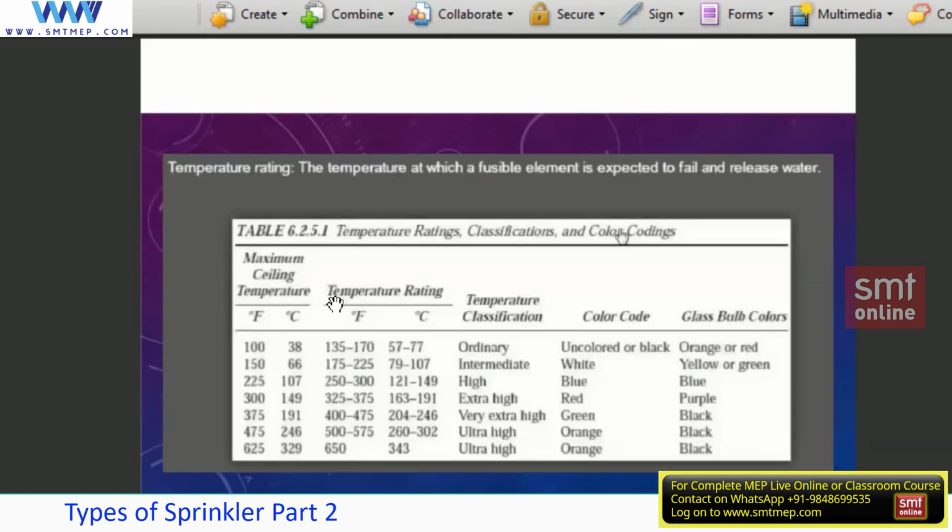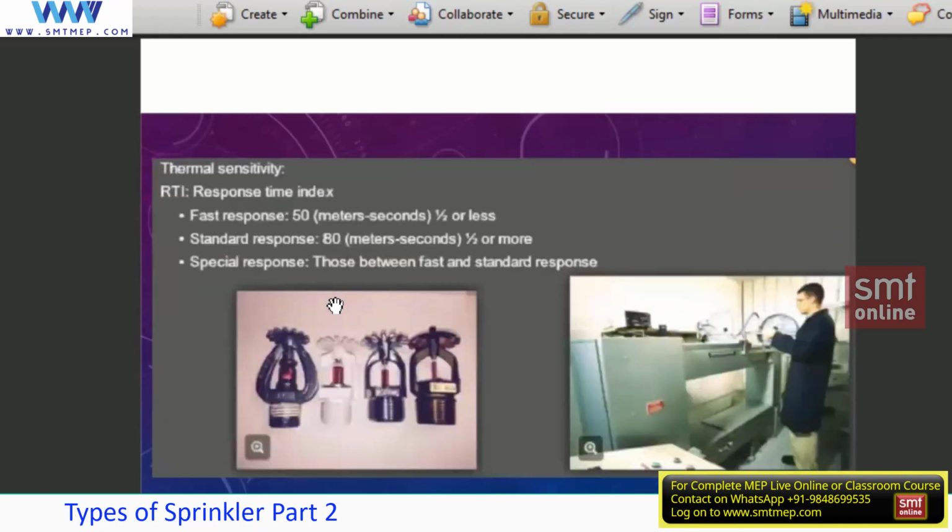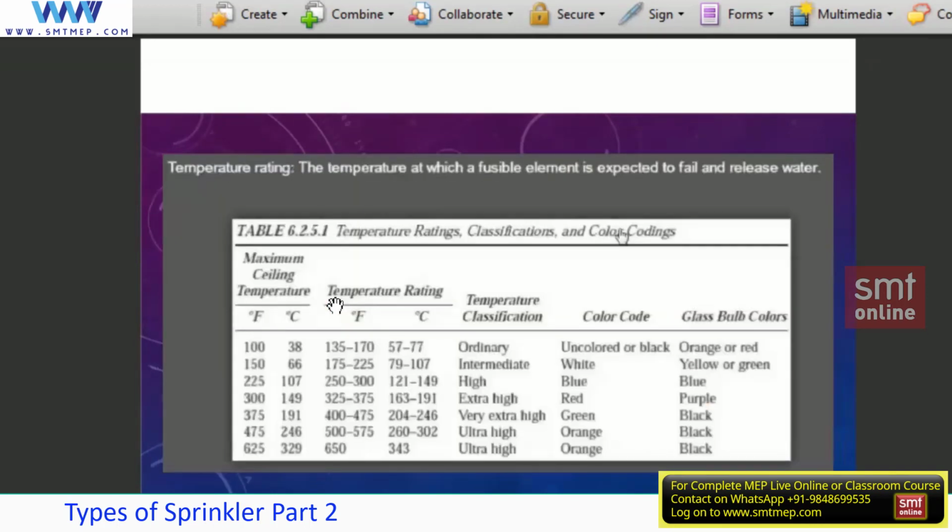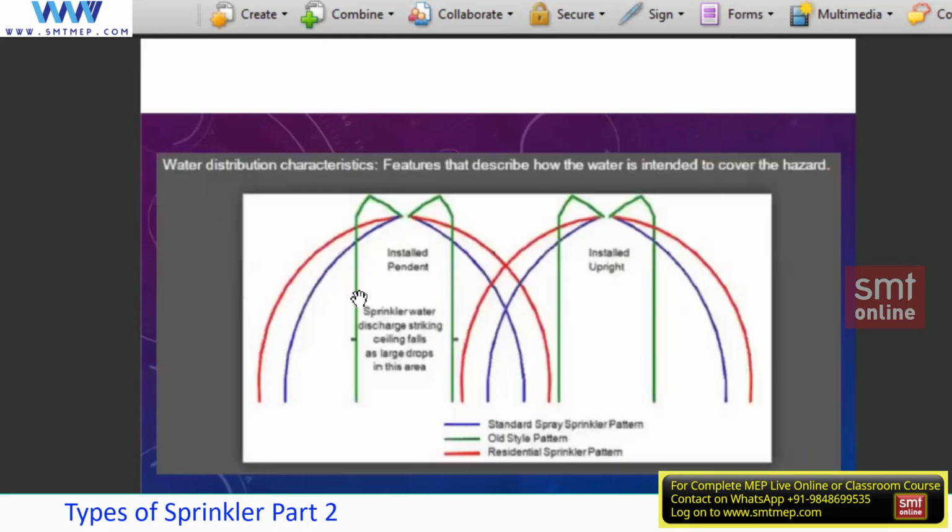Next, the same table for the temperature rating. Actually, I mixed up thermal and temperature rating. This is a temperature rating. What we learned previously, RTI, is for thermal. Sir, is 7 psi also for extra hazard? No, for light and ordinary hazard. Anyhow, for light and ordinary hazard, not less than 7 psi means it's understood. For extra hazard, it also cannot be less than 7 psi, right? Yes. Next, temperature rating, we already discussed the different colors.